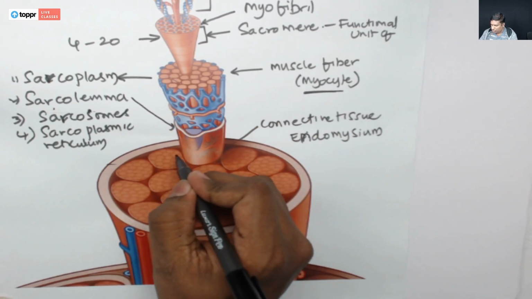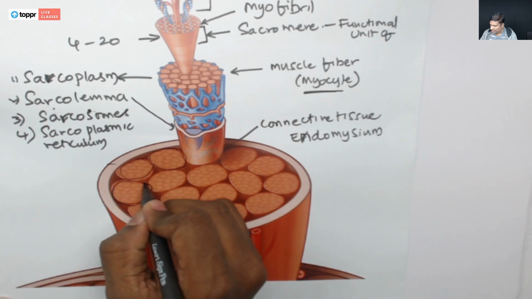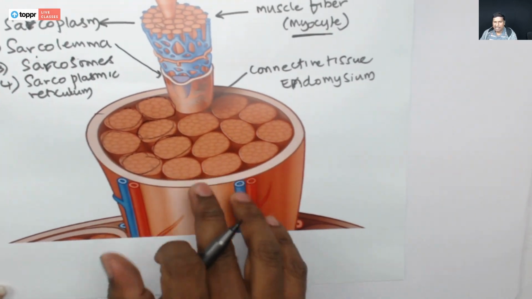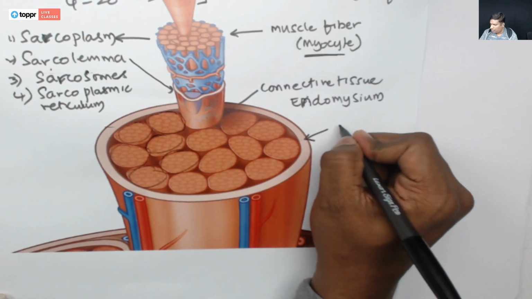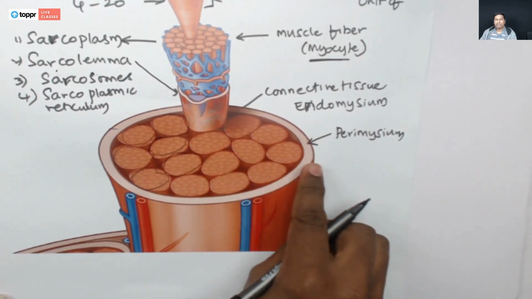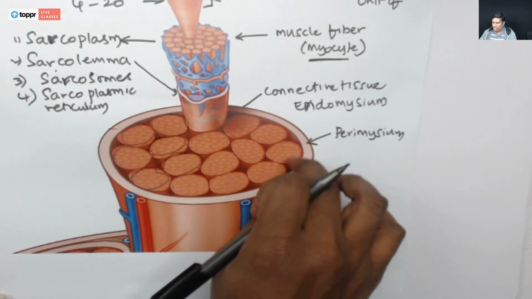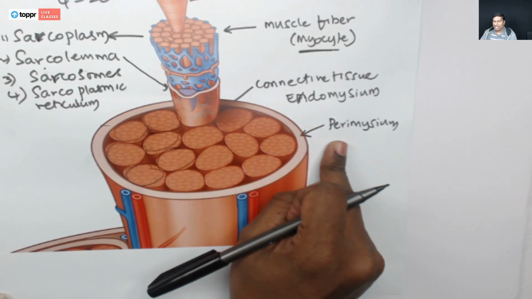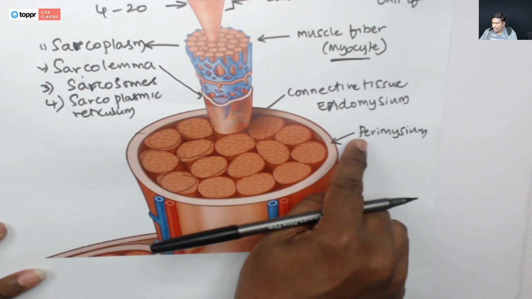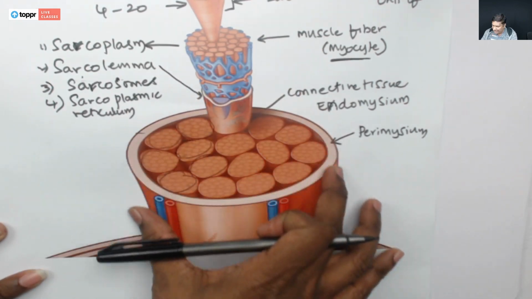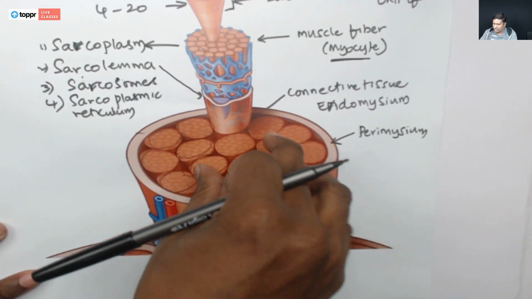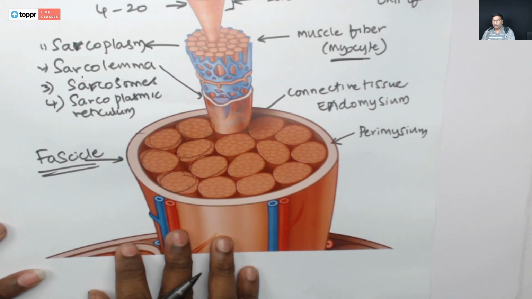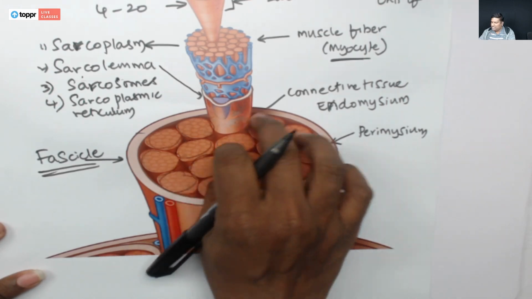Now several muscle fibers, so this is one muscle fiber, this is one muscle fiber, this is one muscle fiber. Several muscle fibers are wrapped in another layer, and this connective tissue layer is what we call the perimysium. This connective tissue layer surrounds a group of muscle fibers. Now there's another important term that you have to know here. This entire unit, that is perimysium with several muscle fibers inside, is called a fascicle. So a fascicle is basically perimysium with several muscle fibers inside.